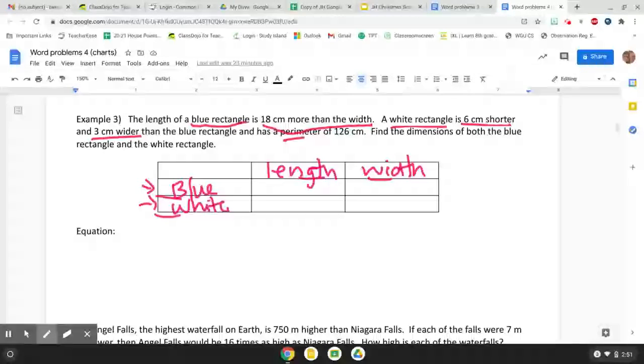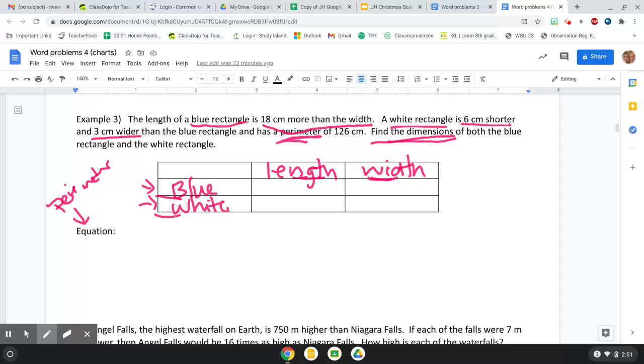But it also mentioned perimeter. Well, perimeter doesn't fit in my chart anywhere, so I'm going to keep that in mind for the equation. Some parts of this you will use just to figure out your equation. Now, it says find the dimensions of both the blue and the white rectangle. Find the dimensions kind of gives you a hint on what goes here with the length and width as well. So that should tell you that the perimeter doesn't belong there. That perimeter part is just going to help us solve for the length and width towards the end.